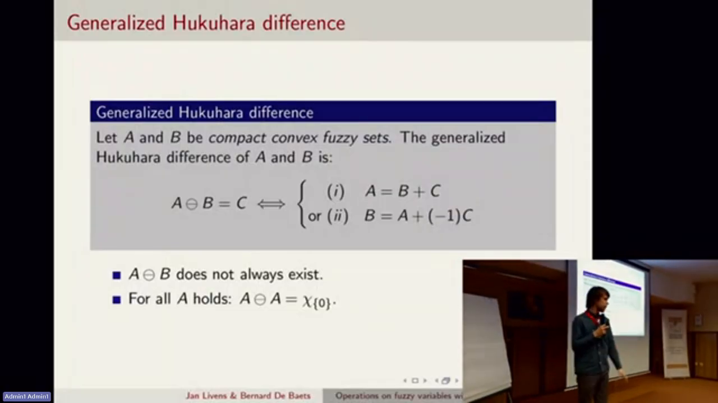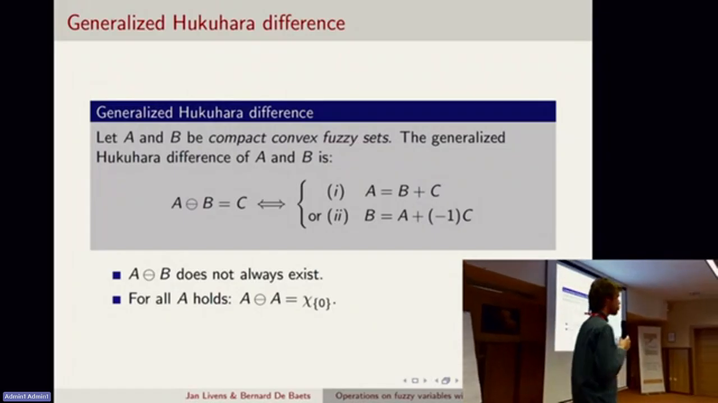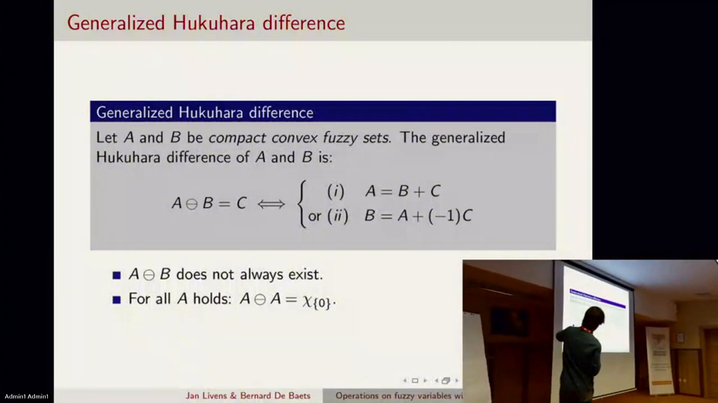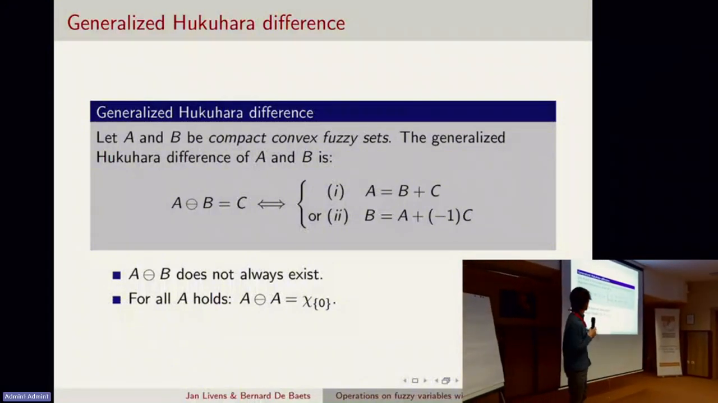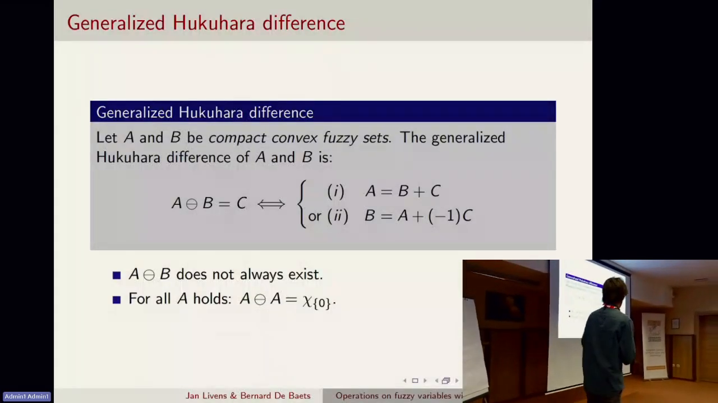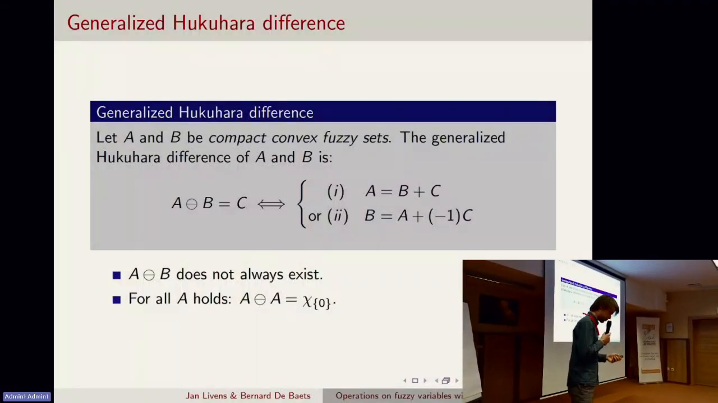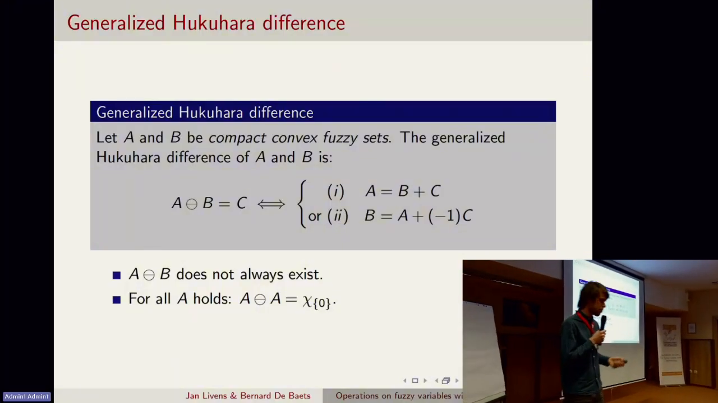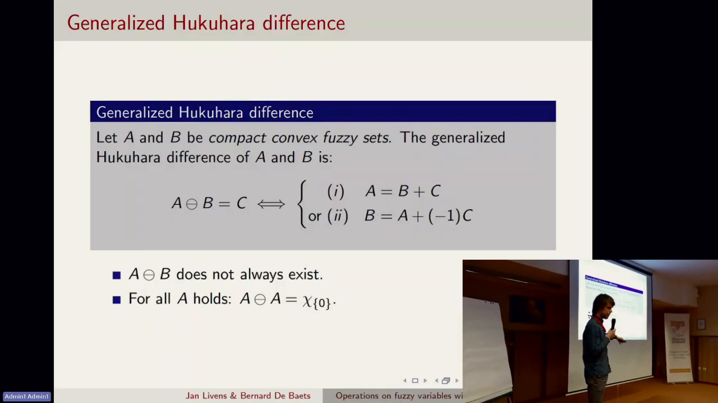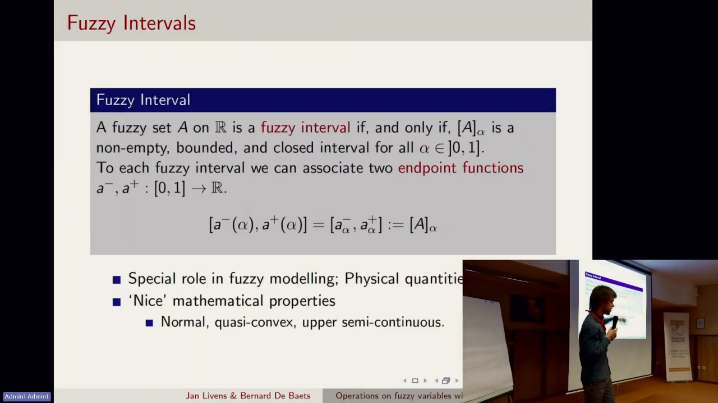So first of all, I need to mention that this difference isn't always defined. This construction of these two conditions on the right means there is at most one solution, but that doesn't guarantee there's always one. But what we do have is that the generalized Hukuhara subtraction of a fuzzy set with itself will actually be 0. So that's a good step. We have solved the issue we are looking for. For the next part, I need to briefly introduce fuzzy intervals.